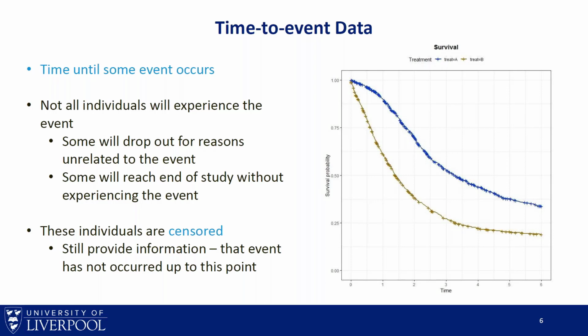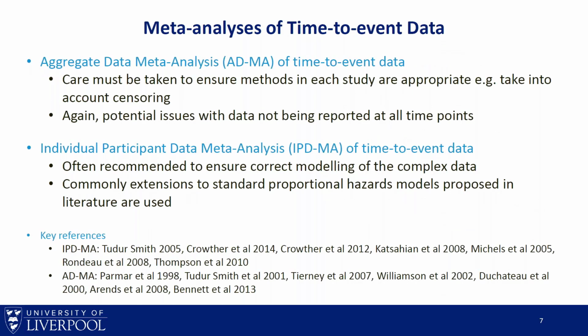These individuals still contribute a lot of information to the study, the information that they've not experienced the event up until the time that they were censored. And it's important to account for this censoring process whenever modelling time-to-event data. Commonly, time-to-event data is modelled using approaches such as the proportional hazards model, accelerated failure time models, and also flexible parametric models. The literature dealing with meta-analysis of time-to-event data is extensive.